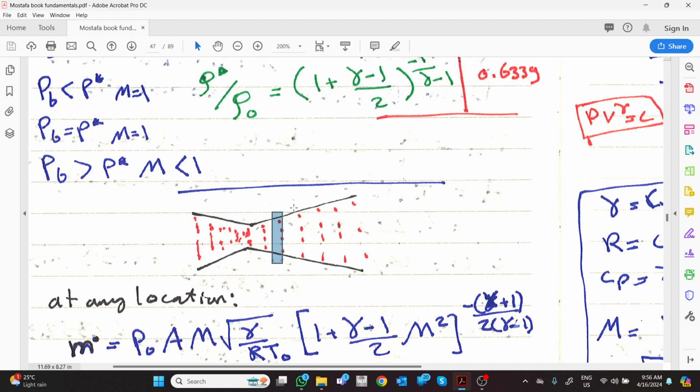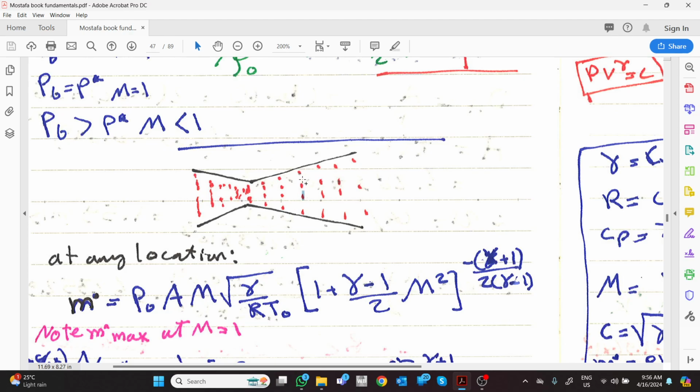So the pressure is going to decrease, the density is going to decrease, so the velocity is going to increase, till you reach a very low pressure here, and you can discharge. But why did I say very low? Because there is a limitation.